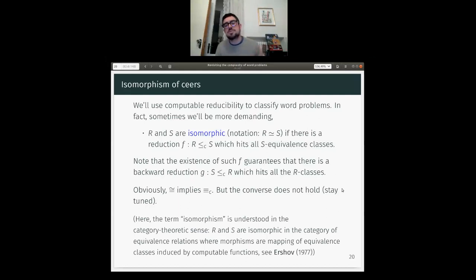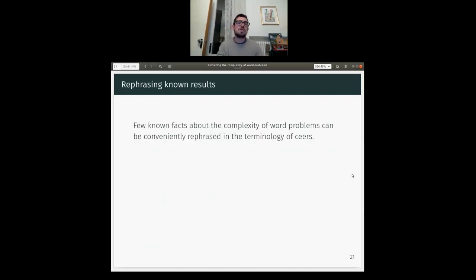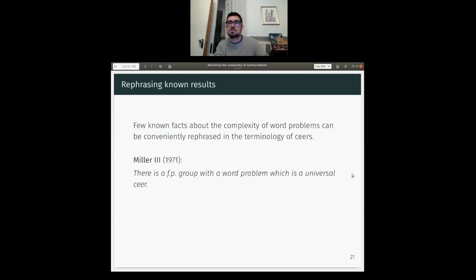Just for terminology, this idea of calling them isomorphism is in a category-theoretic sense. If you take the category made of equivalence relations in which the morphisms are mappings of equivalence classes induced by computable functions, this definition is exactly the definition of isomorphism. This kind of category-theoretic interpretation of equivalence relations, and in fact of numberings, was already introduced by Ershov. Let me briefly tell you a few known facts about the complexity of our problems, which can now be rephrased in this terminology.